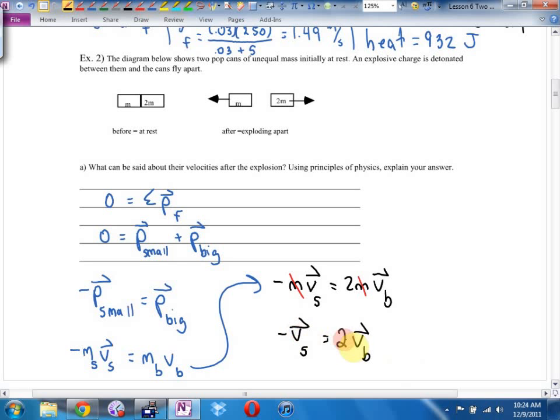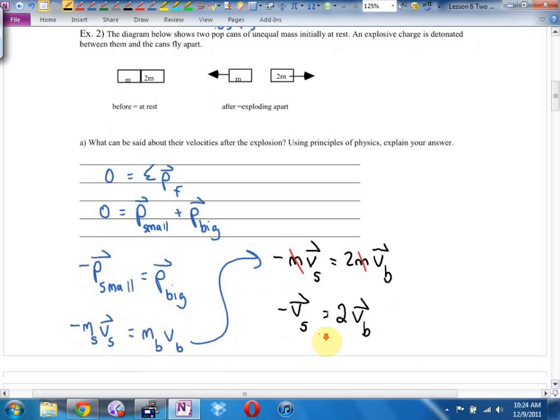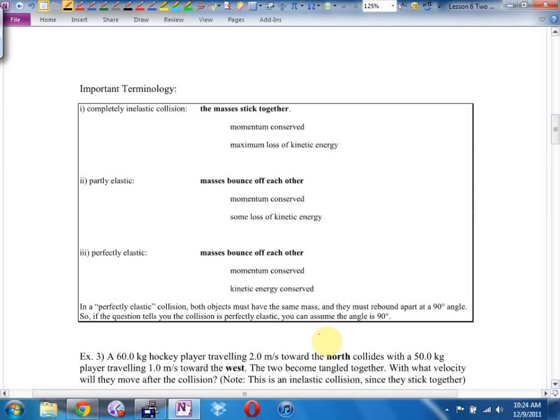So that's all been in a nice straight line. Some terminology here, and now we're going to go two dimensions. Important terminology. There are two main types of collisions. The first type of collision is an inelastic or completely inelastic collision. The second type of collision is an elastic collision.